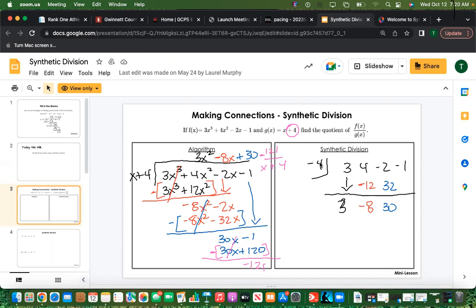I'm going to multiply again. -4 times 30 is going to give us -120. I'm going to add going down. That's going to give us -121.